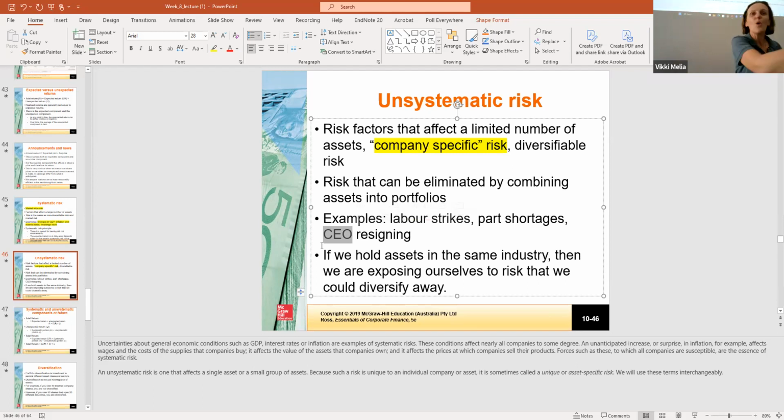It doesn't affect all the companies in the market. It affects that particular company where the CEO is resigning from. So unsystematic risk factors are unique or particular to a company. Can we avoid unsystematic risk? Yes, we can. We can diversify. What does diversify mean?